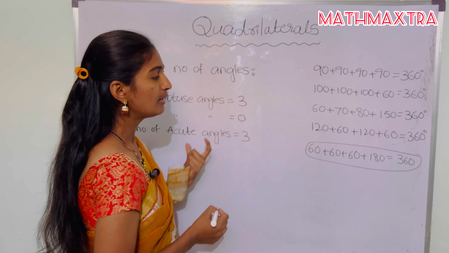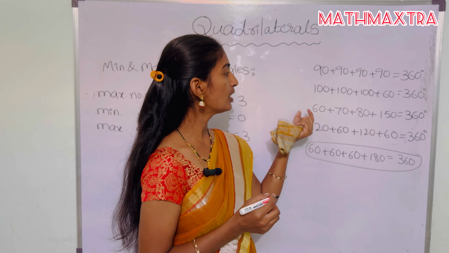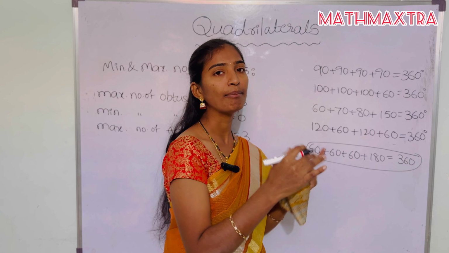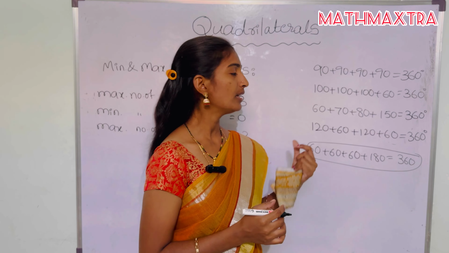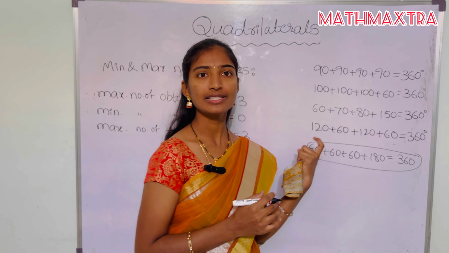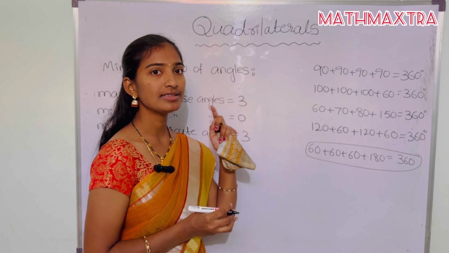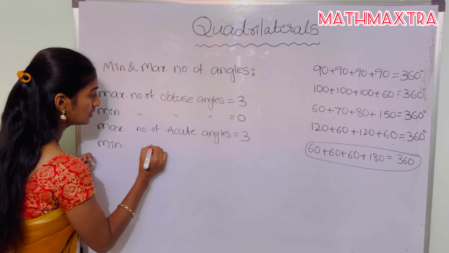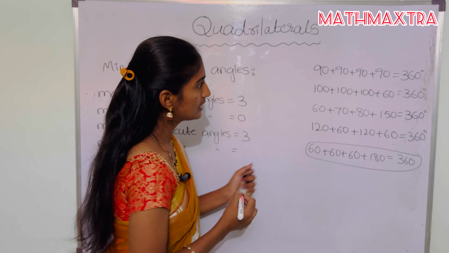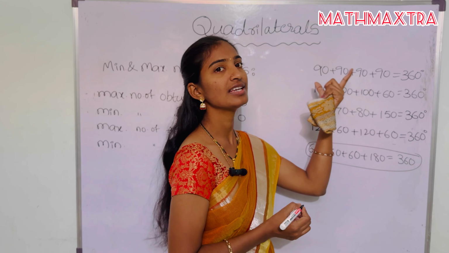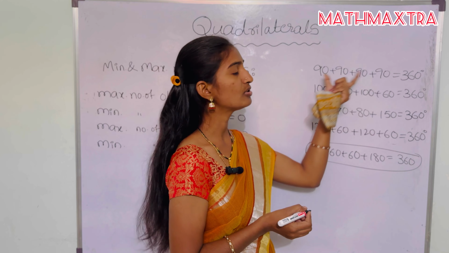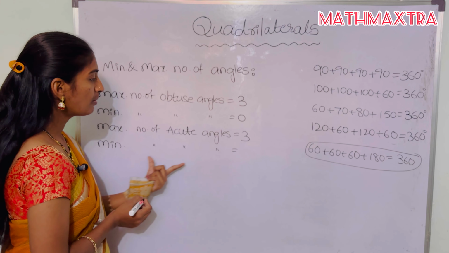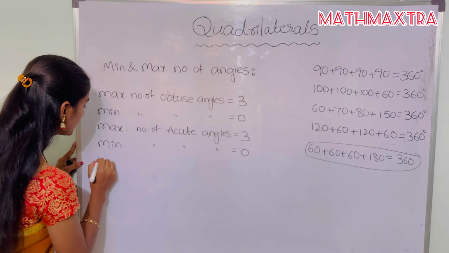Okay. And how many minimum number of acute angles? See, if you consider all the four angles as acute angles, is there a chance the sum becomes 360 degrees? No. That is why we don't take 4 acute angles. So, maximum number is 3. And how many minimum number of acute angles are possible? See, even if you don't consider a single acute angle, there is still a chance of having a quadrilateral. That is why the minimum number of acute angles is 0.